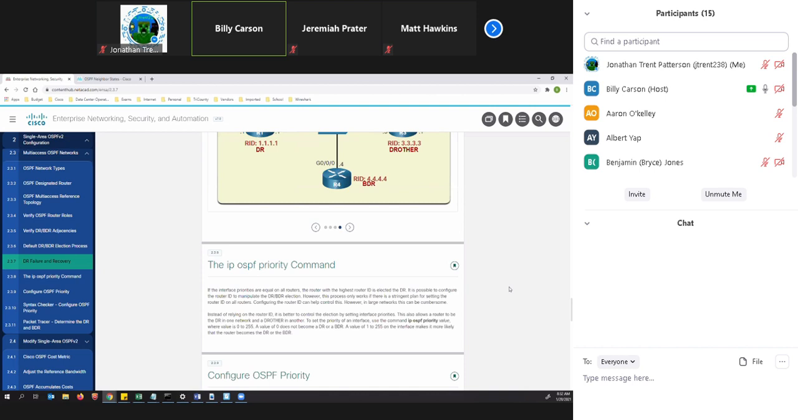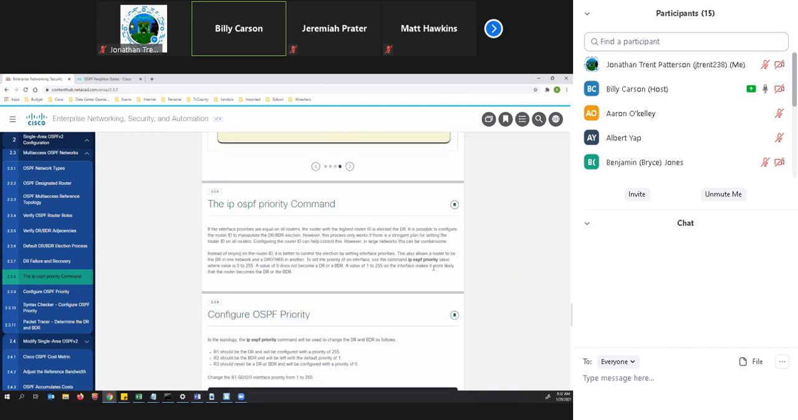Pretty straightforward there. The ip ospf priority command. So here's that priority we were talking about. If we want to change that priority, we give it a number of 0 to 255. By default, it's 1. 1 to 255 puts it in contention to be a DR or BDR. If you make it a 0, you're saying, I'm never going to participate as a DR or BDR. I'll always be a DROther.